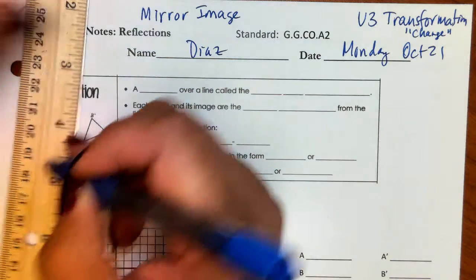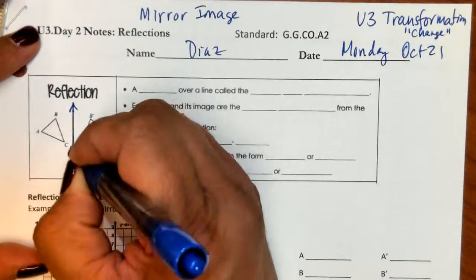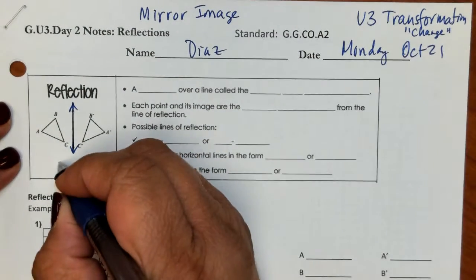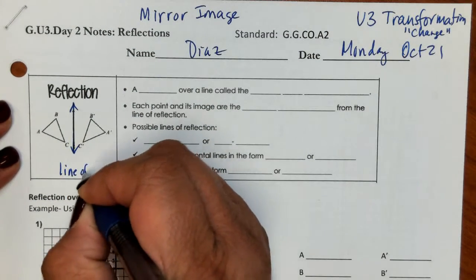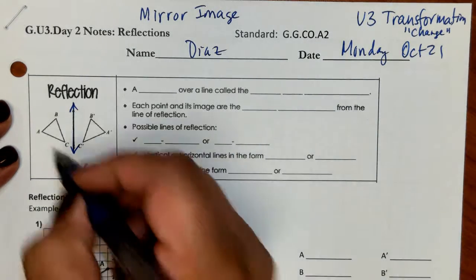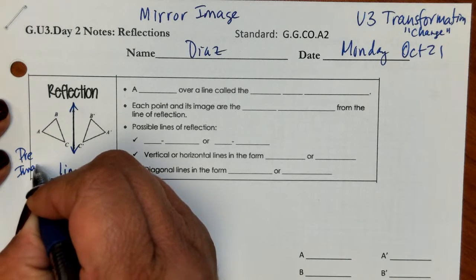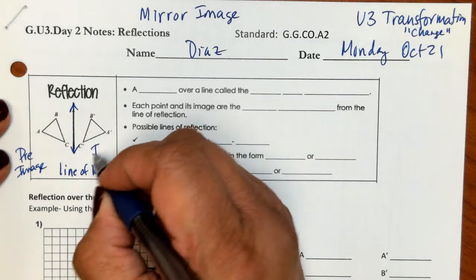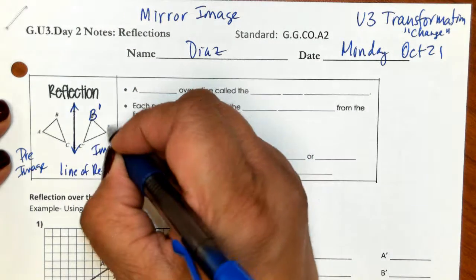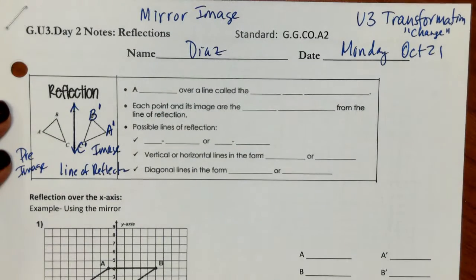I don't know if you have a highlighter or another pen color or pencil, but when you start seeing these lines, this is called your line of reflection. And over here, same terms. That's your pre-image, the figure before, and the figure after is the image. Notice, I'm going to rewrite this so it's really big. These are all the primes. That's how you know it's the image.